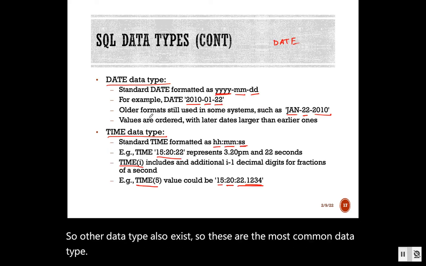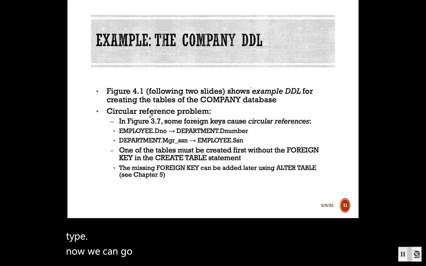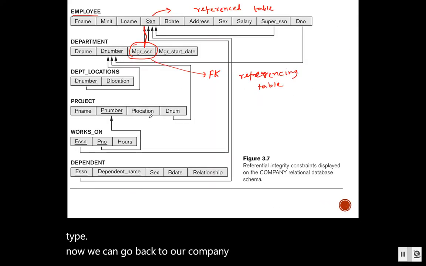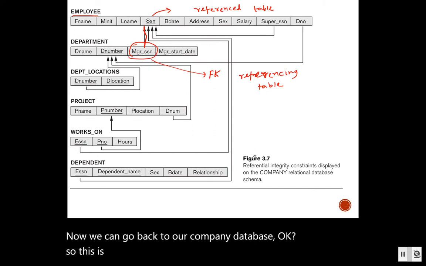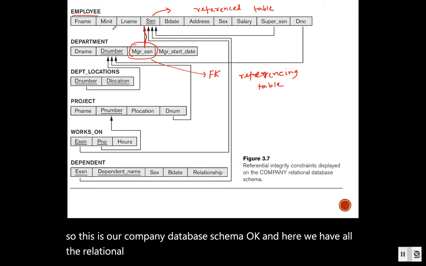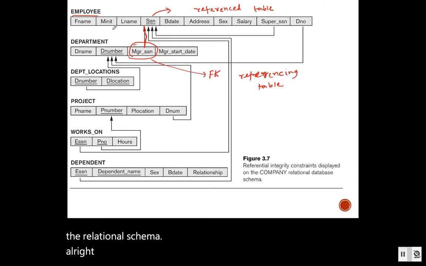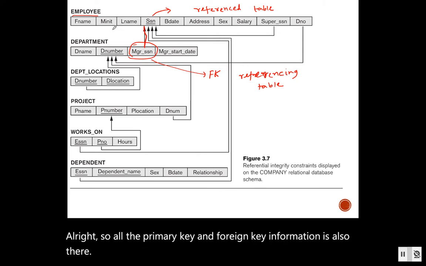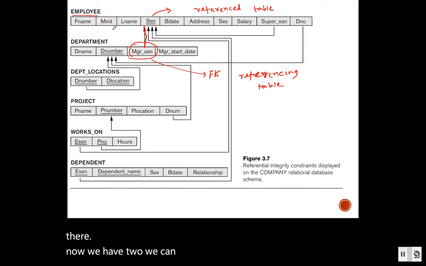Now we can go back to our company database. This is our company database schema, and here we have all the relational schema. All the primary key and foreign key information is also there. Now we can write the appropriate create table query to define each of the tables.